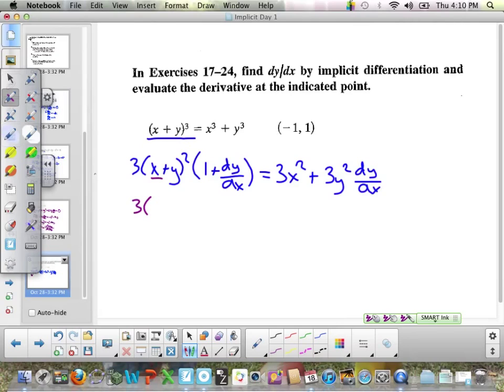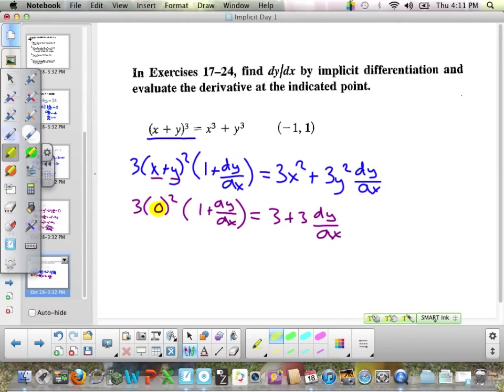We got 3, negative 1 plus 1 is 0. So that's going to actually fall off. 1 plus dy/dx equals 3 times negative 1 squared is 3, plus 3 times y squared is 3 dy/dx. Okay, because of this 0 right here, this is 3 times 0 times something, which, let's be honest, 0 times anything is a great canceller. 0 equals 3 plus 3 dy/dx.